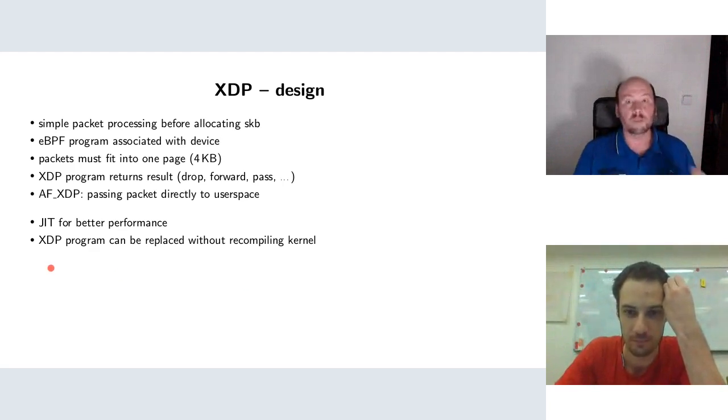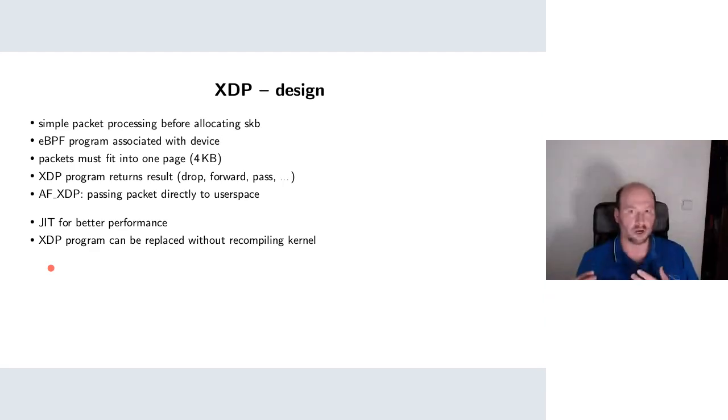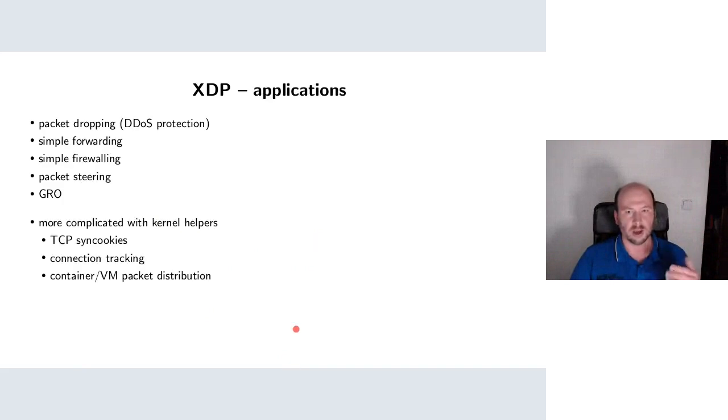One big advantage, and probably the biggest reason for the popularity of XDP, is that the XDP program can be replaced, changed, and modified without recompiling the kernel. That's the reason why there are currently implementations of many interesting features done completely or mostly in XDP with some kernel helpers. From simple ones like packet dropping for DDoS protection to more complex ones like TCP SYN cookies, there was a talk about that in this year's Plumbers conference. There are even attempts at connection tracking, container or VM packet distribution, and so on.